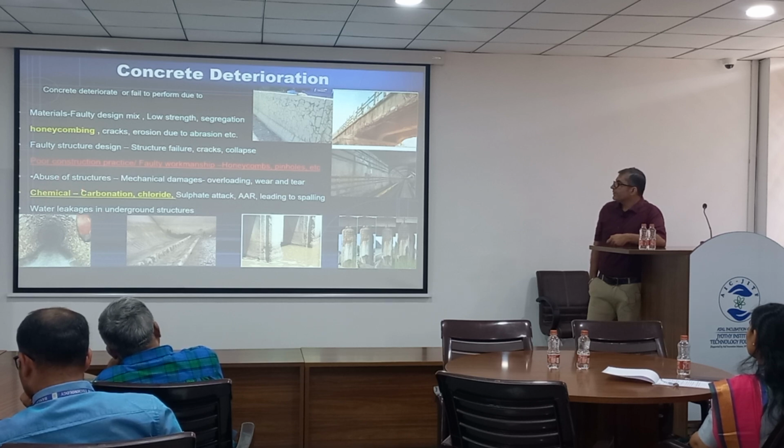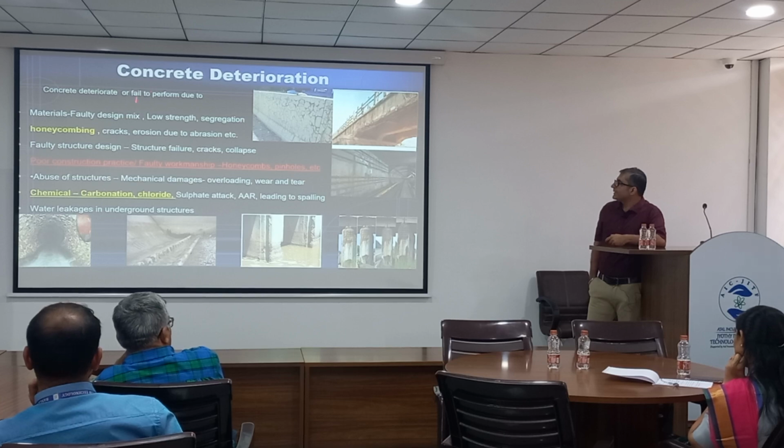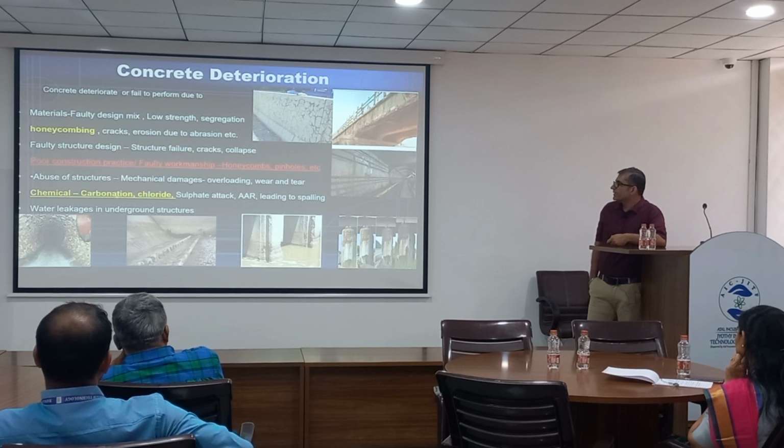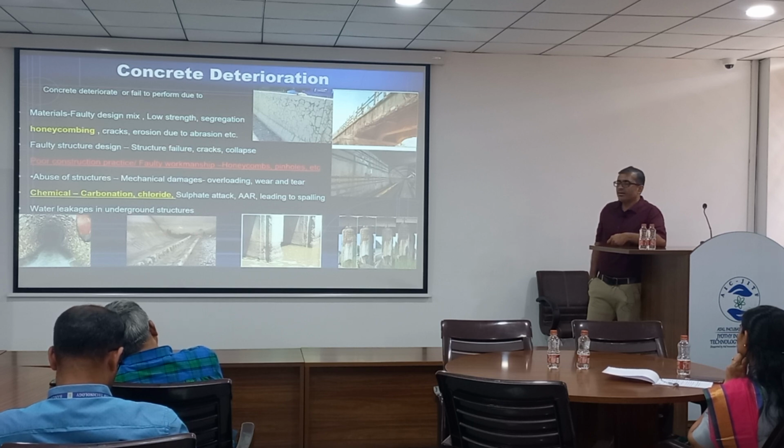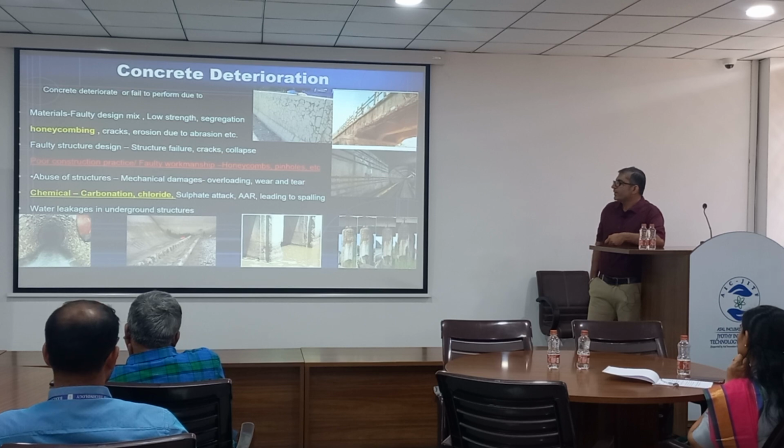Then chemical reasons. Because of chemical interaction also, distress can occur inside the concrete. So carbonation, and chloride induced corrosion; we'll try to understand in brief what these are. Here I've highlighted some of the words which I'll be stressing upon. If you see over here, this is a portion of a dam which has undergone distress because of abrasion. Somewhere I had mentioned erosion due to abrasion. This is an example of erosion due to abrasion, which is very common in dams.